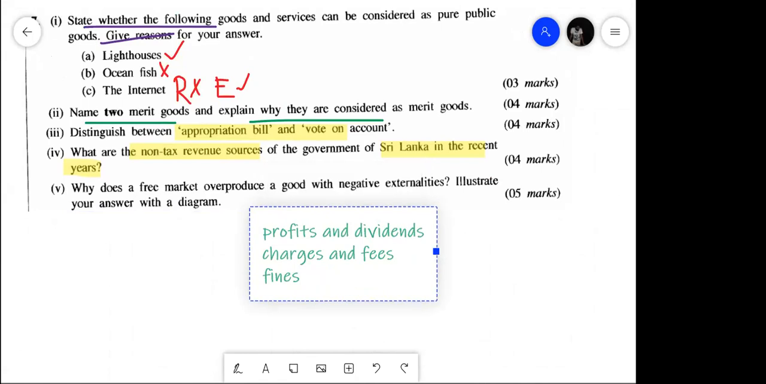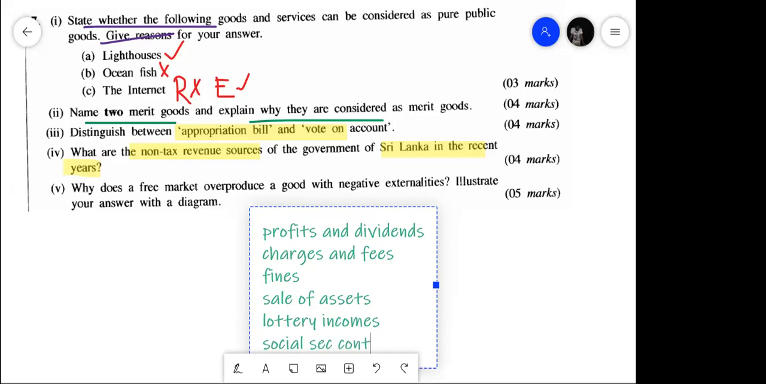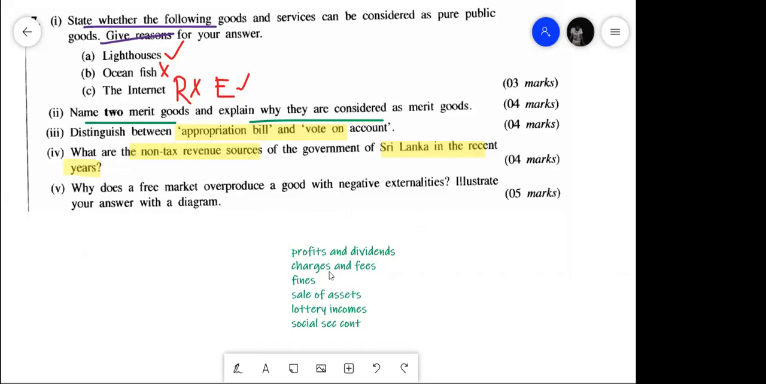Fertilizer is not an income really, so you can go with sale of assets. Then lottery income, you can give that. Fines and licenses, yes. Then social security contributions. So different things that you all can give, guys. Now, that is a question that has come in the past, so go prepared. Done. Okay, and then the final one.